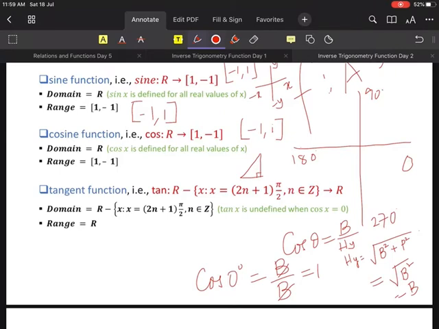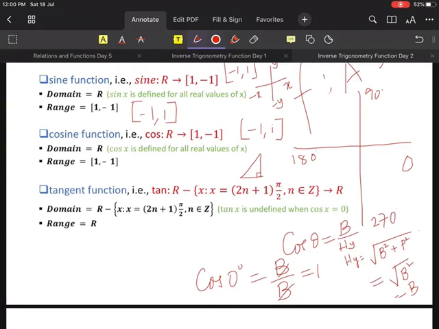Acha, sine 90 is how much? Use the concept and tell me. Sine 90 is how much? Very good. Sine 90 is 1, because I see only perpendicular in here. There is no base. So sine 90 is 1.